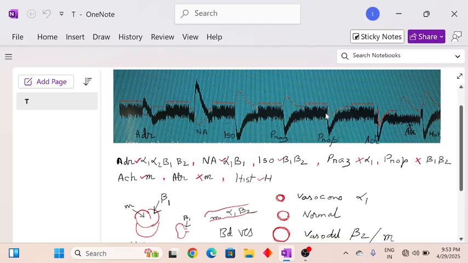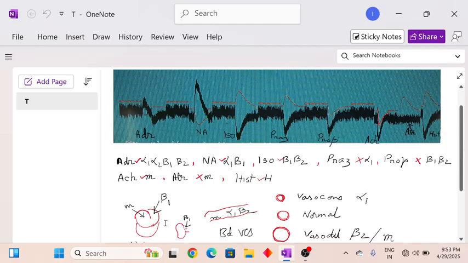Coming to propranolol. Propranolol blocks both beta 1 and beta 2 receptors. So, due to blockage of beta 1 receptor in the heart, there is decrease in the heart rate and decrease in force of contraction. This results in decrease in the cardiac output. And due to decrease in the cardiac output, there is fall in blood pressure. Okay. So, propranolol, by blocking beta 1 receptor, decreases the heart rate and the force of contraction, that results in decrease in the cardiac output, and that decreases the blood pressure. You see here, there is decrease in the blood pressure.